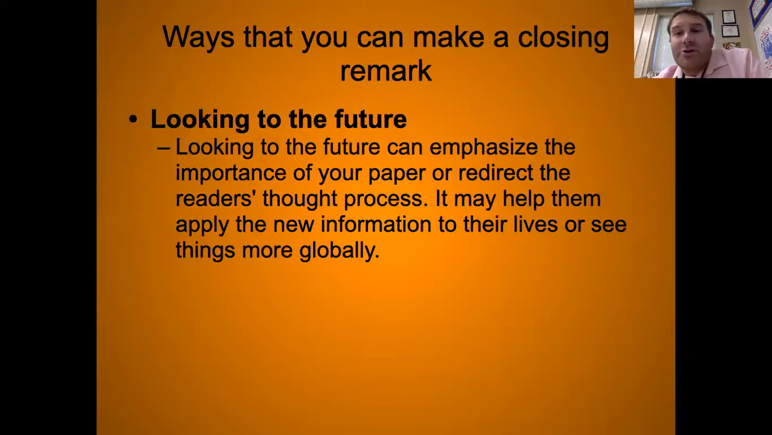You can also look to the future. Think of the children, I like to call this one. Looking to the future can emphasize the importance of your paper or redirect the reader's thought process. It may help them apply new information to their lives and see things more globally. You could paint a really great and amazing future if they just listen to what you say, or a very bleak and dark and disgusting future if we don't do what you say.